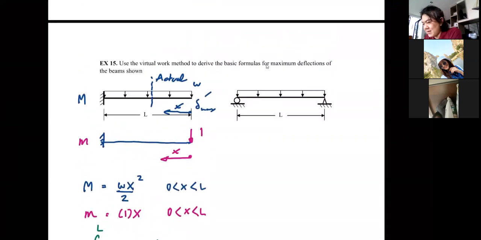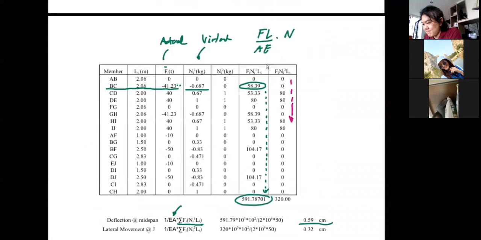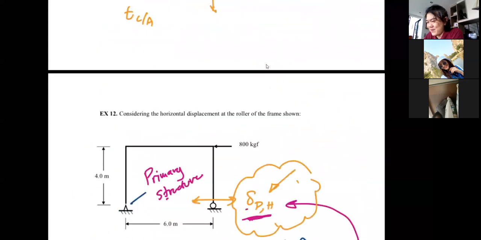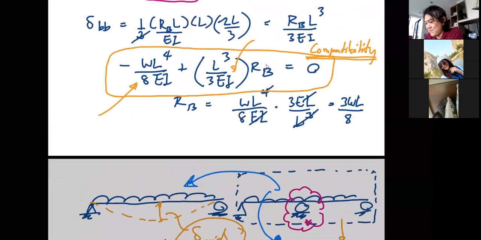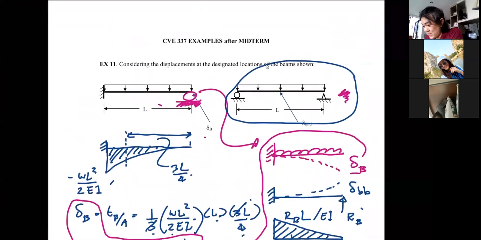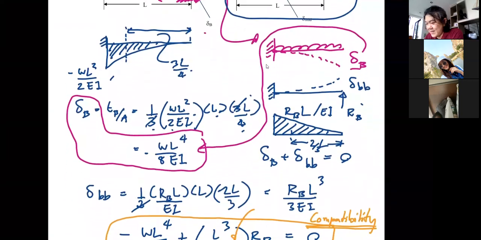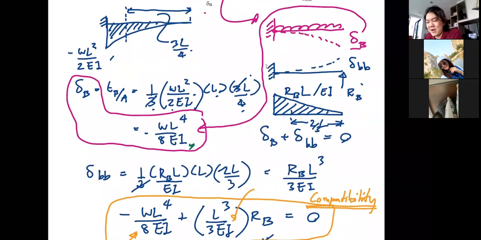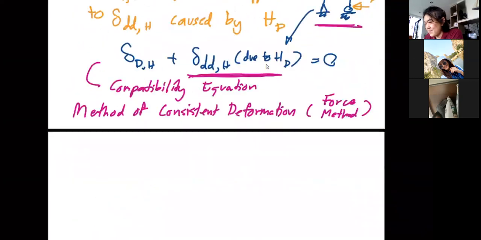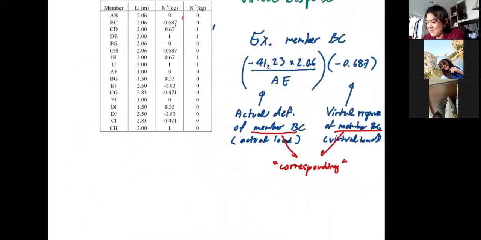Did we have the same number from last time? Long time ago. It would be embarrassing if they're not the same. Because you guys aren't responding, I have to go back myself. No, this is not it. Oh, it's gone. Yeah, see that? WL to the power of 4 over 8 EI. Pretty far back.